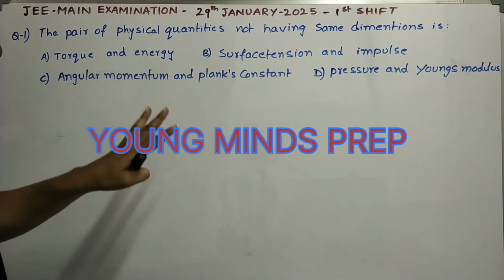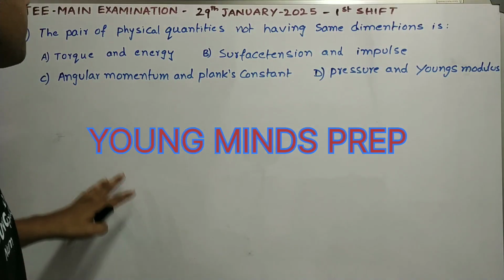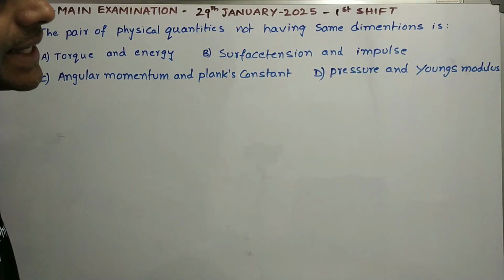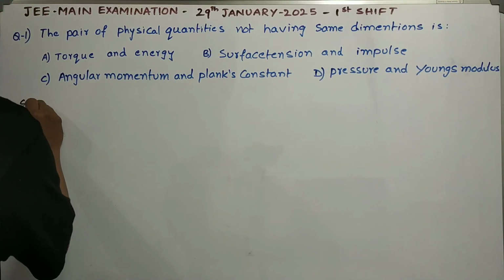First one is torque and energy. Second one, surface tension and impulse. Third one, angular momentum and Planck's constant. And fourth one, pressure and Young's modulus. Now we discuss, checking one by one.